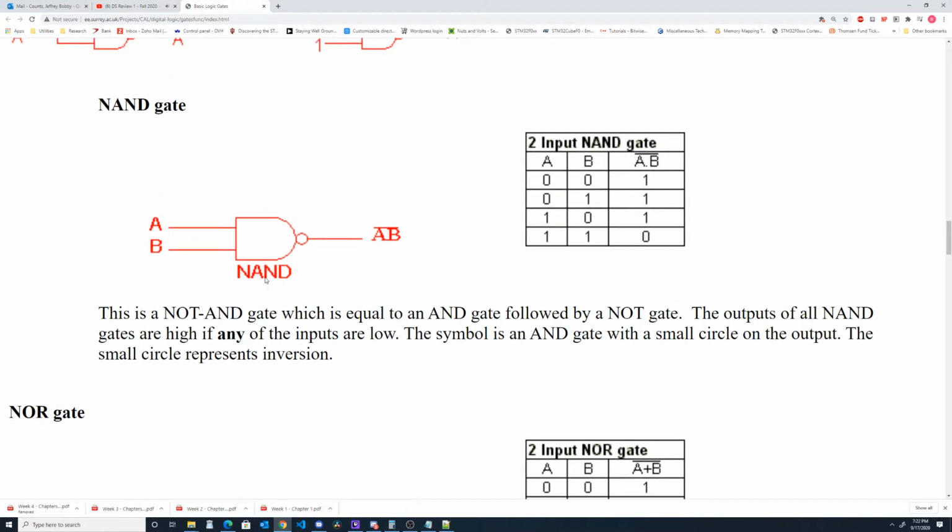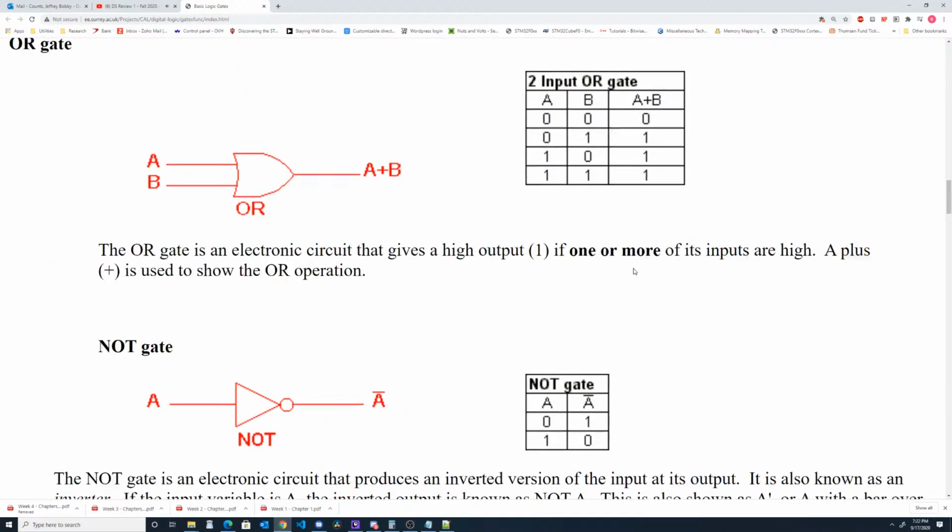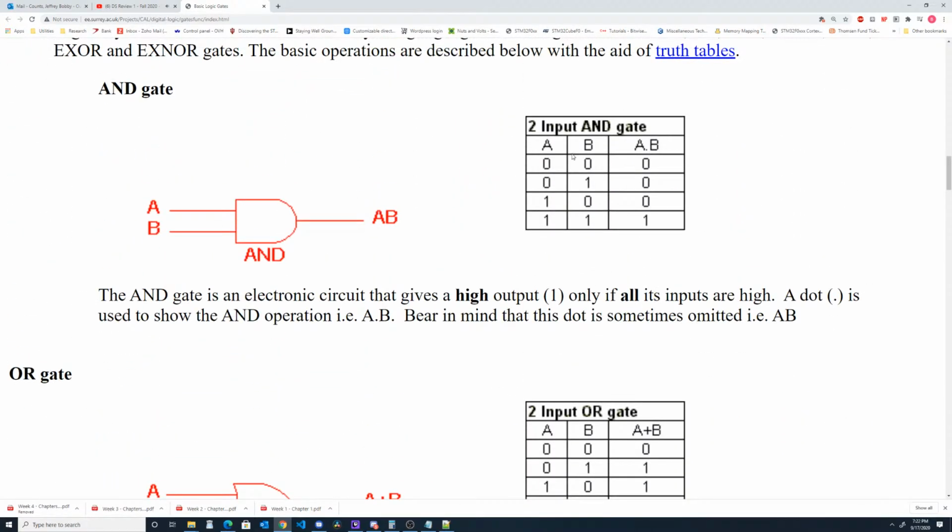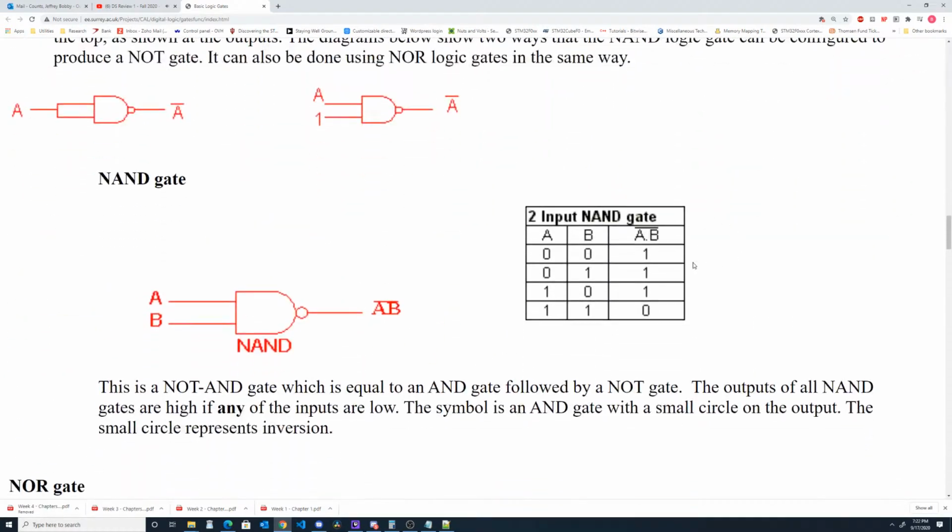All a NAND gate is, is like the AND gate with an inverter on it. Let's go back to the AND gate truth table. You see that truth table 0, 0, 0, 1. The NAND is just the inverse of that: 1, 1, 1, 0. So with the NAND gate, as long as one of the inputs is 0, you're going to get a 1 for your output.